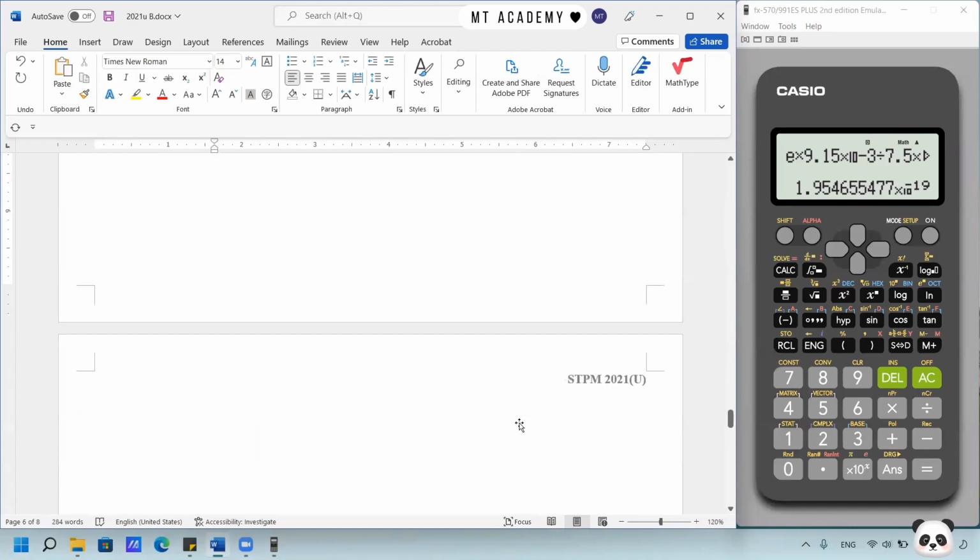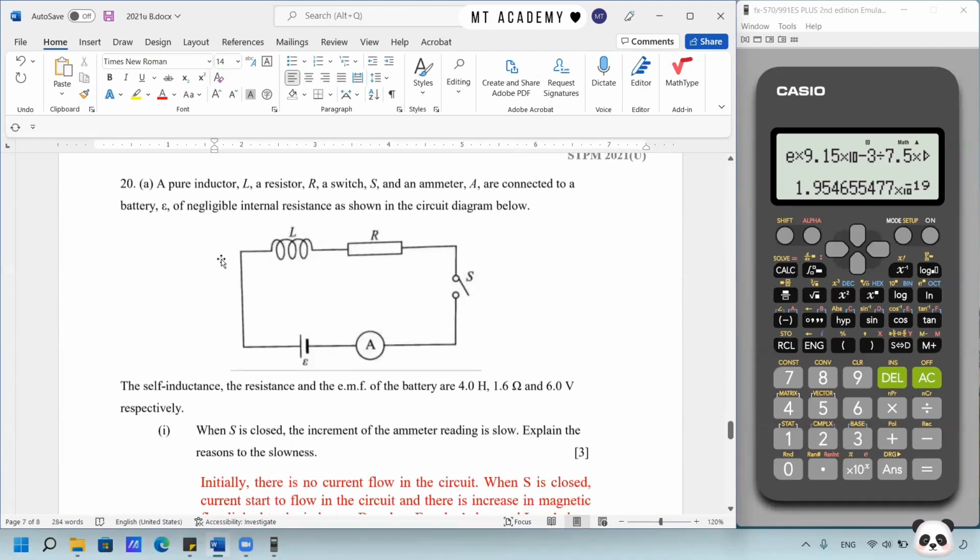We move on to the last question, question 20. A pure inductor L, a resistor R, a switch S and an ammeter are connected to a battery of negligible internal resistance as shown in the circuit diagram. The self-inductance, resistance, and the EMF are given here. When the S is closed, the increment of the ammeter reading is slow. Explain the reason for the slowness.